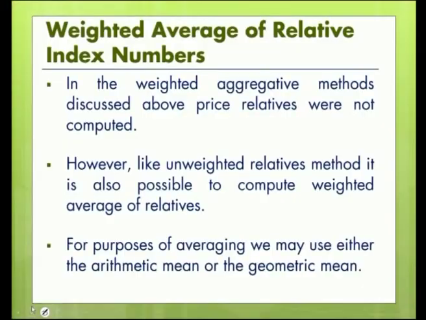In continuance with the study of calculating index numbers, next method is weighted average method of relative index numbers. In the weighted aggregative methods discussed above, price relatives were not computed. However, like unweighted relatives method, it is also possible to compute weighted average of relatives. For purpose of averaging, we may use either the arithmetic mean or the geometric mean. The two central measures we are going to take into consideration is arithmetic mean and geometric mean. But compared to arithmetic mean, geometric mean is more valued, and it is taken into account for calculating the averages.